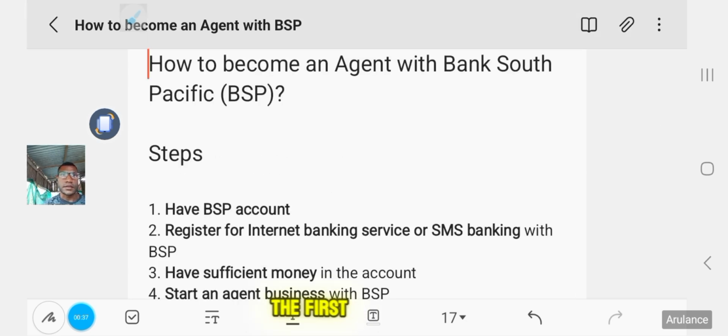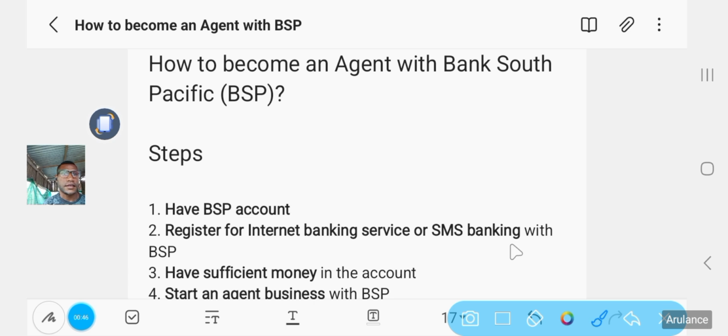The first step is to have a bank account with BSP. The first step, or the prerequisite, is to have a bank account with BSP. If you don't have a bank account, you can go online and fill up the form and submit, or you can go to one of the nearest bank branches and register for a bank account with BSP.